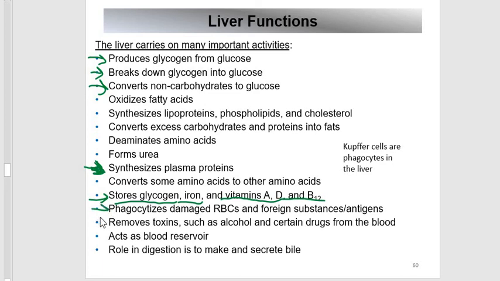We've talked about red blood cell destruction. So it phagocytizes damaged red blood cells and foreign substances and antigens. So we are engulfing other things as well. We need those Kupffer cells again doing those jobs. Removing toxins, detoxifying. Honestly, that should have been something you learned about, or you might have learned about in A&P1.